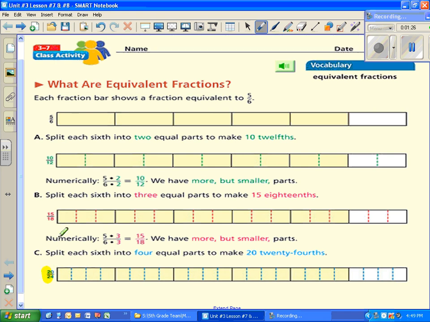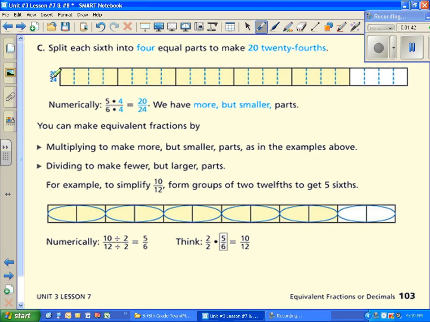But 20 over 24, 15 over 18, 10 over 12, and 5 over 6 are all equivalent. The fraction bar is equivalent for each one. And that's what it's showing here, 20. So now down below, it's the same thing. 5 times 4 is 20. 6 times 4 is 24.